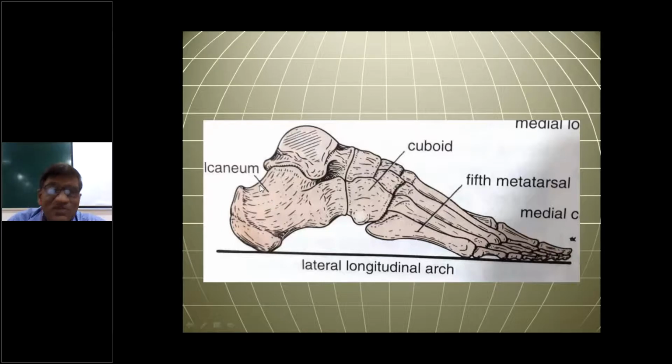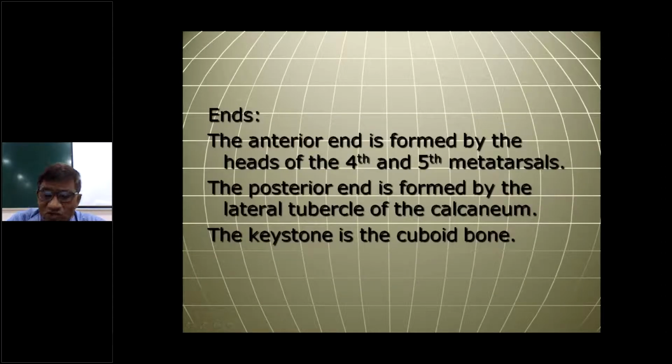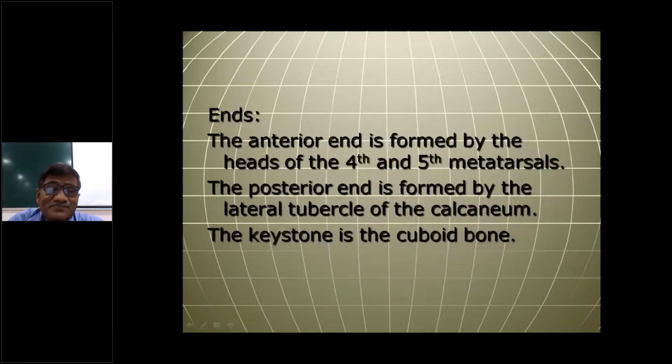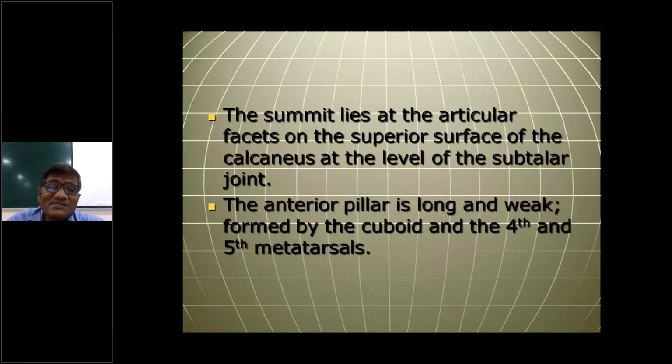What is the keystone now? The keystone is the cuboid bone, because it is the key element in this arch. So cuboid is the keystone, obviously, but this is not the summit. The summit is elsewhere. Now, where is the summit? The summit lies at the articular facets on the superior surface of the calcaneus at the level of the subtalar joint.